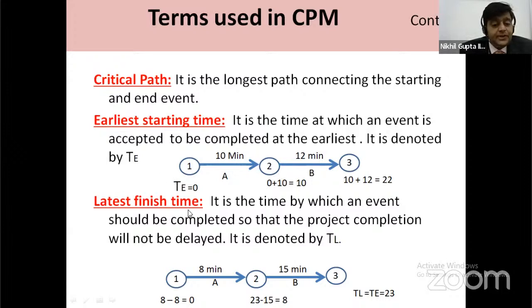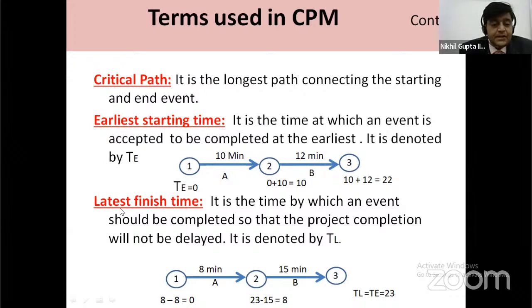Now, latest finish time. It is the time by which an event should be completed so that the project completion will not be delayed, and it is denoted by TL. How to calculate TL? This is the network in which there are activity A and activity B. Activity A takes 8 minutes and activity B takes 15 minutes. This is the starting event of activity A. This is the end event of activity A, and this end event is the starting event for activity B, and this is the end event of activity B also.